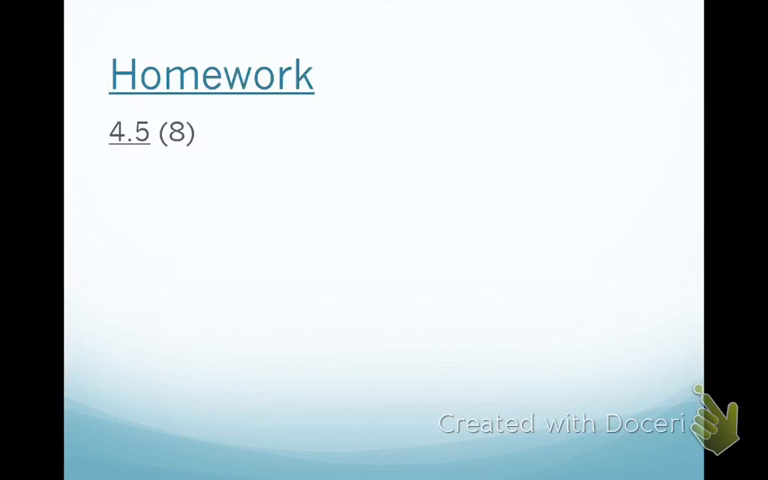So tonight's homework is on big ideas. You have 8 problems, so please make sure you write down the original problems, show your work, box in your answer, and then submit your answers on big ideas.